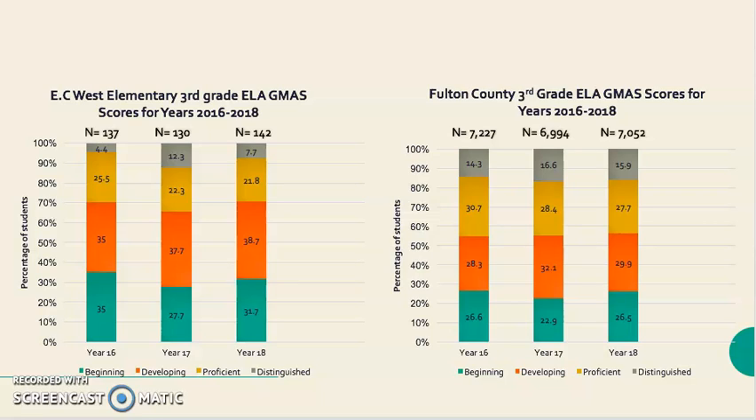Here's a breakdown of our third grade English Language Arts Georgia Milestone scores for the past 3 years between EC West and Fulton County. Now, our school has a majority of students performing at the beginning and developing levels, not like Fulton County, where their beginning and developing levels are lower. However, a strength that we see is that our beginning levels are starting to decrease into the developing levels. So it's starting to have a shift.